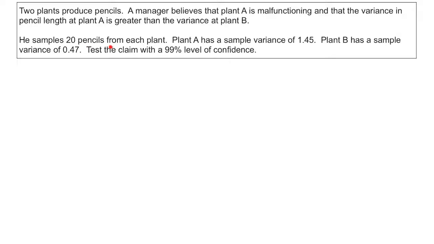He thinks this is the case, so what does he do? He samples 20 pencils from each plant, 20 pencils from plant A, 20 pencils from plant B. Plant A has a sample variance. Notice we use the word sample variance because we don't look at every single pencil coming off the line. We only look at 20 of them.